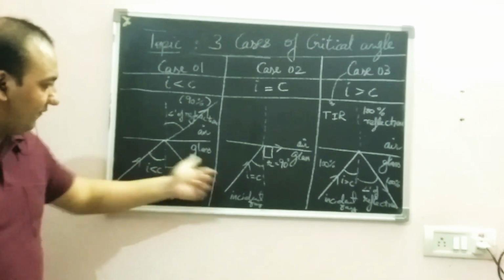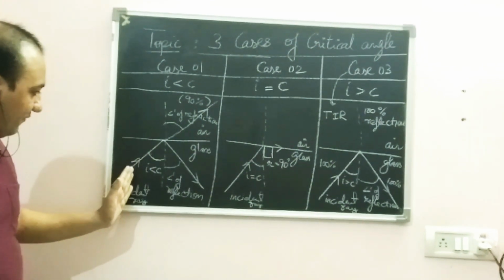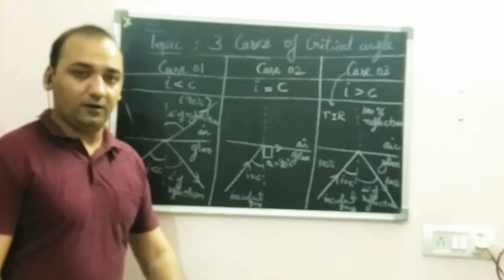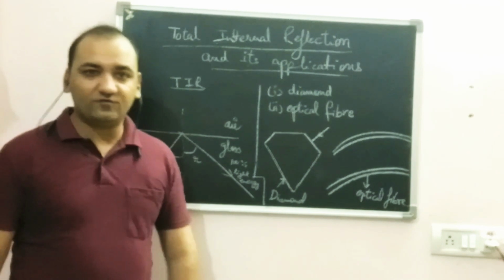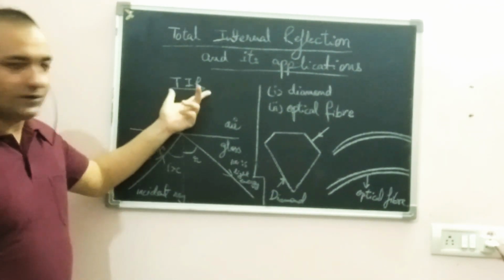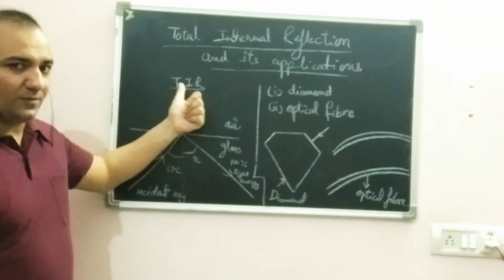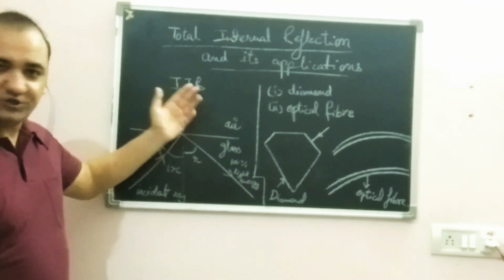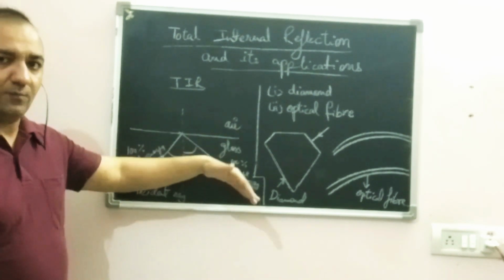according to the given value of incidence, whether it is less than critical angle, equal to critical angle, or greater than critical angle. Now let's continue further to our next topic, which is total internal reflection and its applications. Let's understand first the term total. Complete. Total means complete. Internal, within the denser medium. Reflection, bouncing back of light in the same medium.